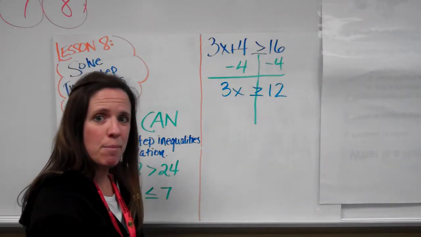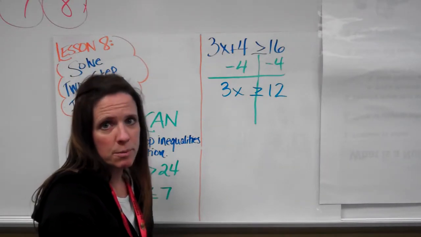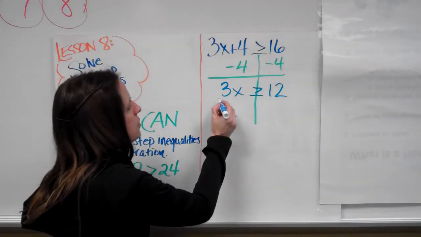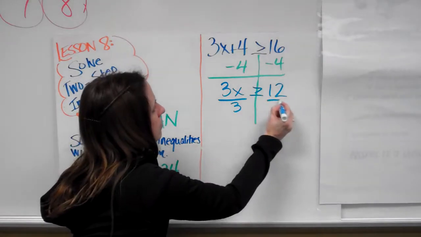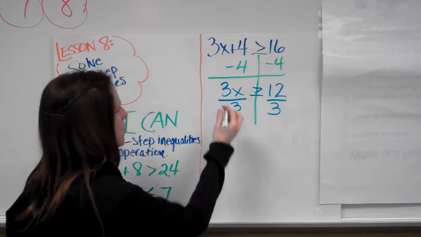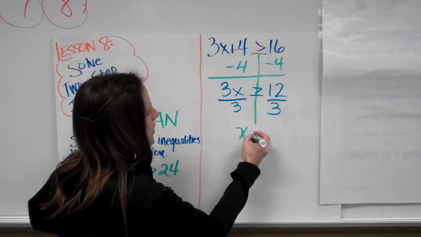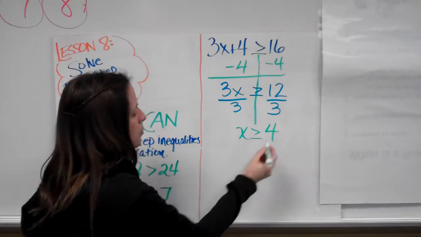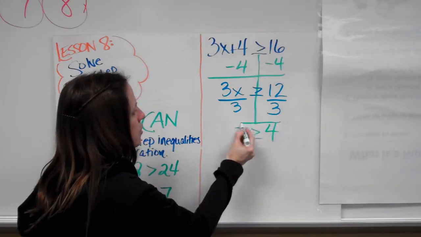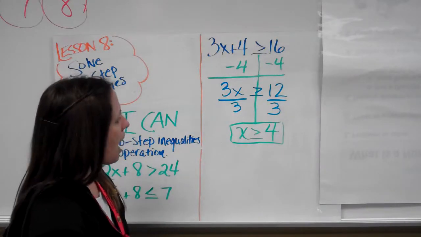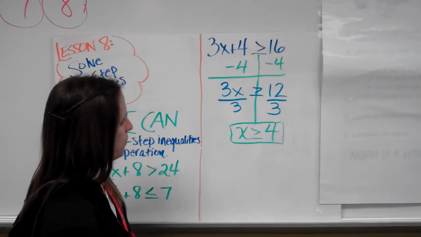The second step, remember, would be to undo the multiplication or division. And in this case, we have 3 times x, so we're going to divide both sides by 3. 3 divided by 3 is 1x, is greater than or equal to, and 12 divided by 3 is 4. So this is our possible solution set for our two-step inequality. X is greater than or equal to 4.